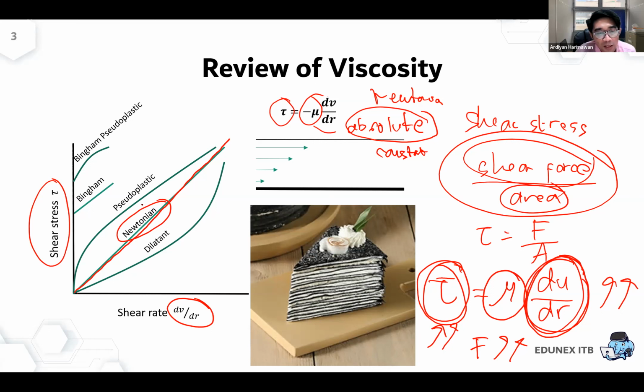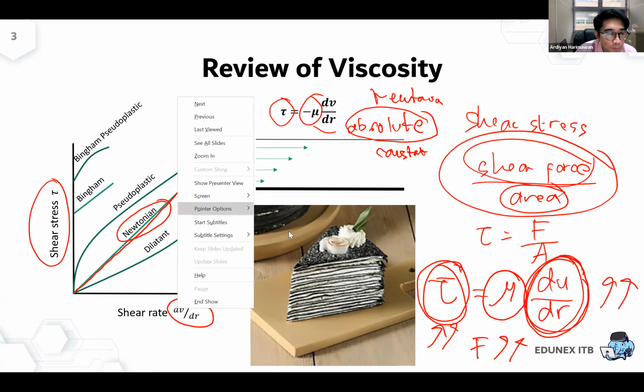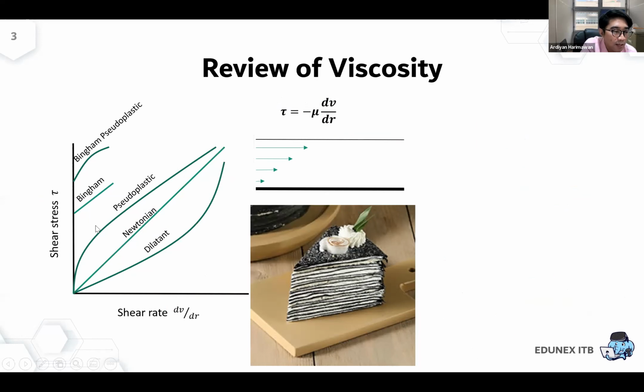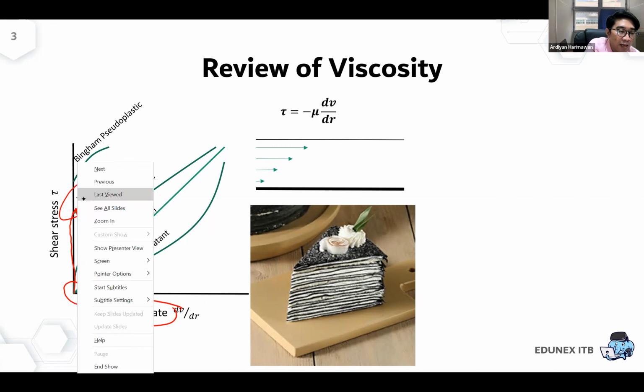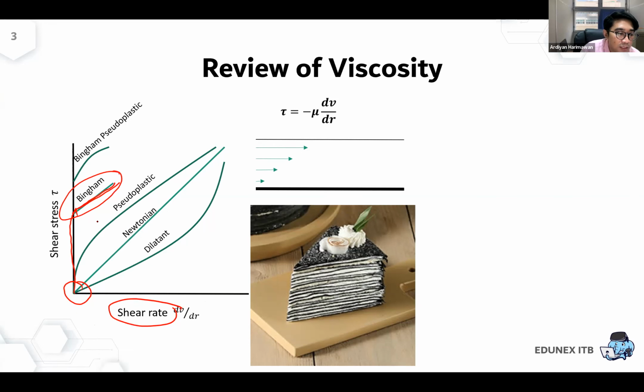Do all fluids follow this behavior? Of course not. Some fluids will have behavior like this one, Bingham. Bingham, if you see, this is a straight line, but it doesn't start from zero. It means you need to apply a higher shear stress until the fluid can flow. If the shear rate value is higher than zero, it means the fluid is starting to flow. So you need to apply higher shear stress, then the fluid starts to flow, then the profile is linear.